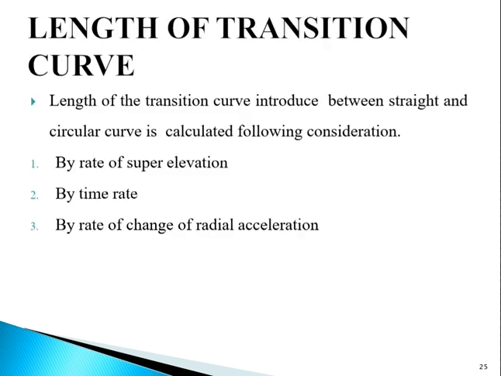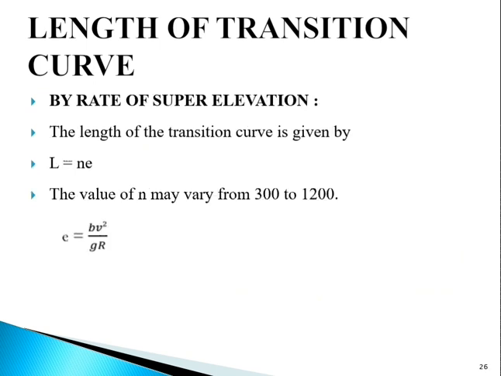Next, let us discuss the length of transition curve. The length of transition curve introduced between straight and circular curve is calculated by the following considerations: by the rate of super elevation, by time rate, and by rate of change of radial acceleration. Let us see all three cases in detail. First is by rate of super elevation. The length of transition curve is given by L is equal to NE, where the value of N may vary from 300 to 1200. E will be given by BV square upon GR, as we already know.